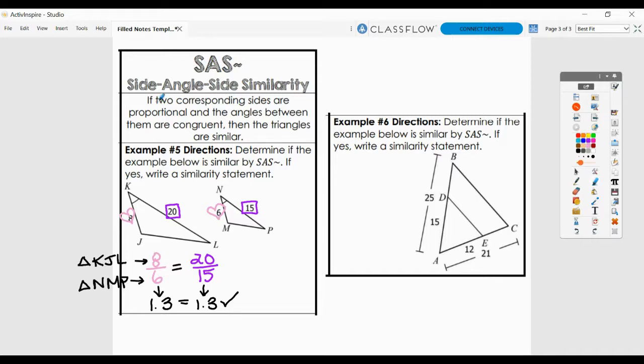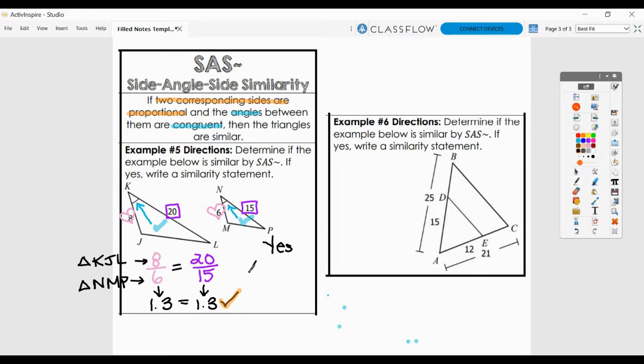I have two sides that are corresponding. So I have that condition up here. Two sides that are corresponding have the same ratio. Now I want the angle between them, and I do have that angle each time. Angle K and angle N are sandwiched between my two sides there. So that would be my angle between them being congruent. So I have both conditions. So I go ahead and say yes, that the two triangles are similar.